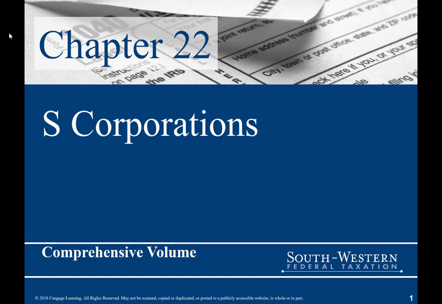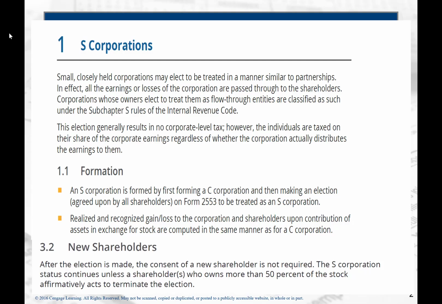It's this one. Okay, so let's just take a look at what the nature of the S corporations are, and you can see, as I've already stated, that they are similar to partnerships in that earnings and losses of the corporation, now the S corporation, are passed through to the shareholders. So the owners will elect to treat their corporation as a flow-through entity, and that is covered under subchapter S. That's the reason we call them S corporations.